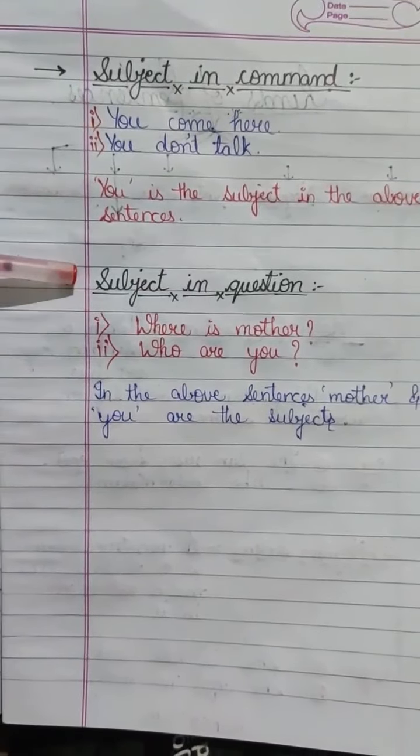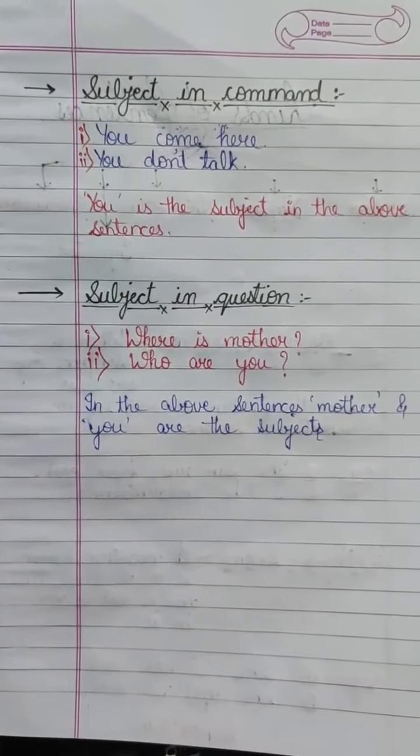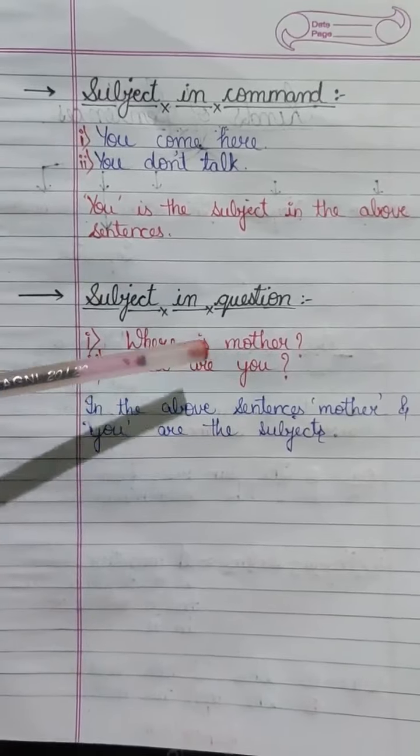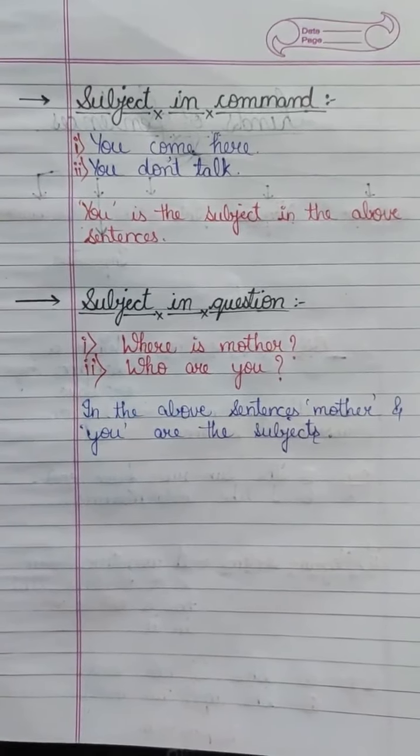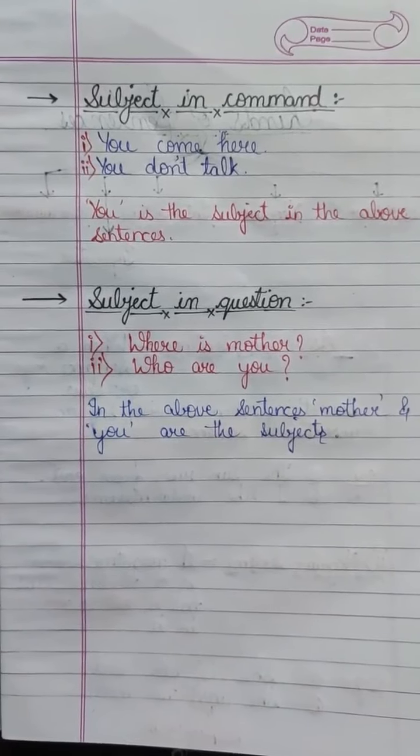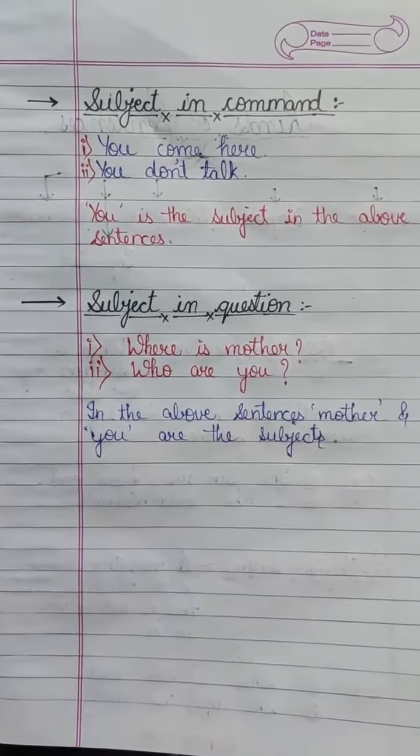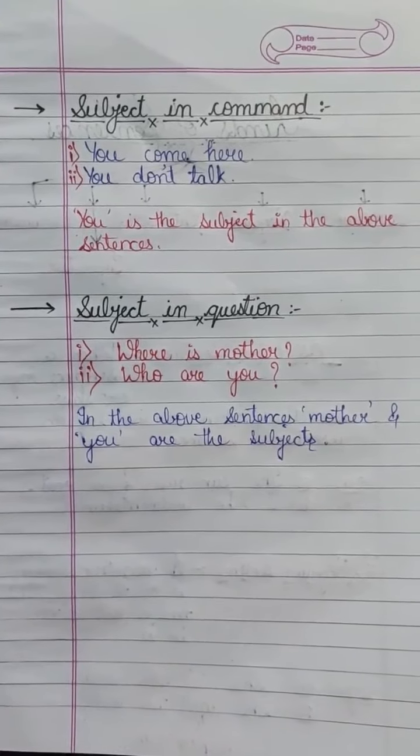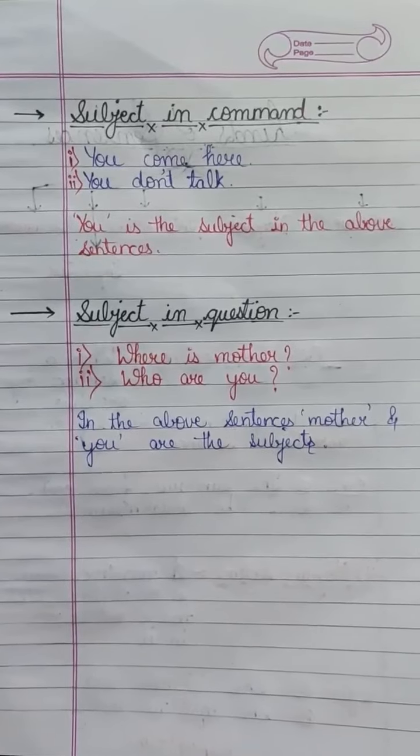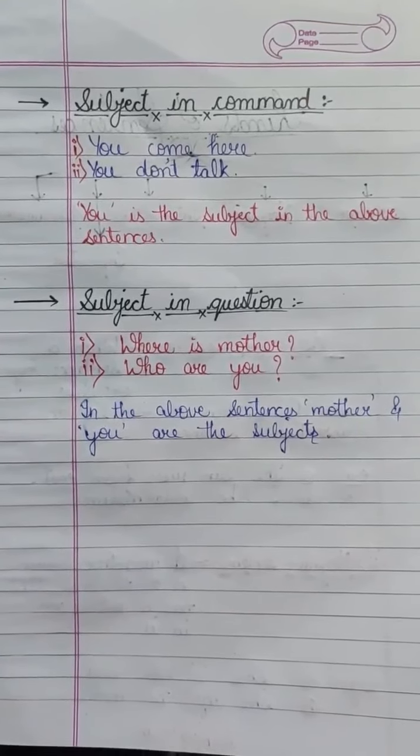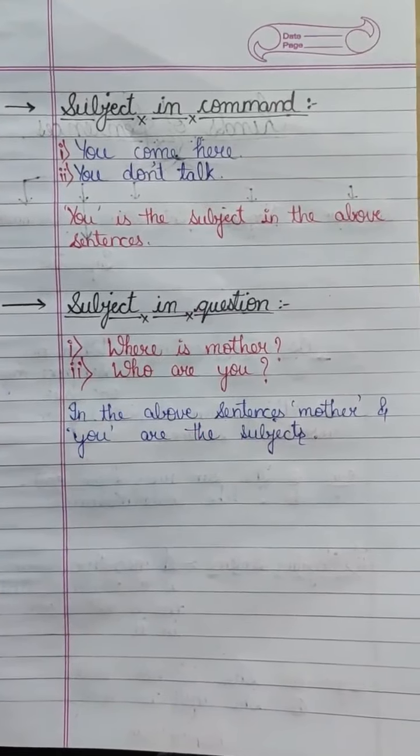Then subject in a question. What is the subject in a question? Where is mother? About whom are we talking? We are talking about mother. So mother will be the subject. We are asking, where is the mother? So mother will be the subject. Who are you? You. Whom are we asking? We are asking a person, who are you? Therefore you will be the subject, right? So in the above sentences, mother and you are the subjects.